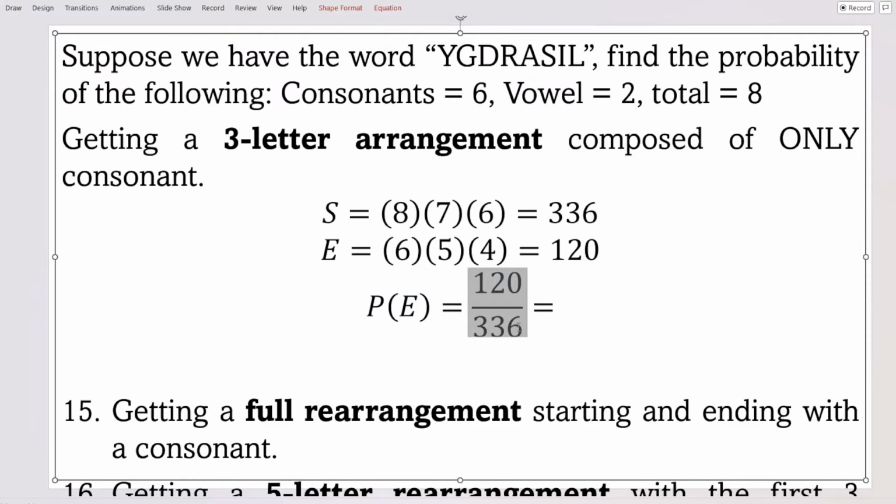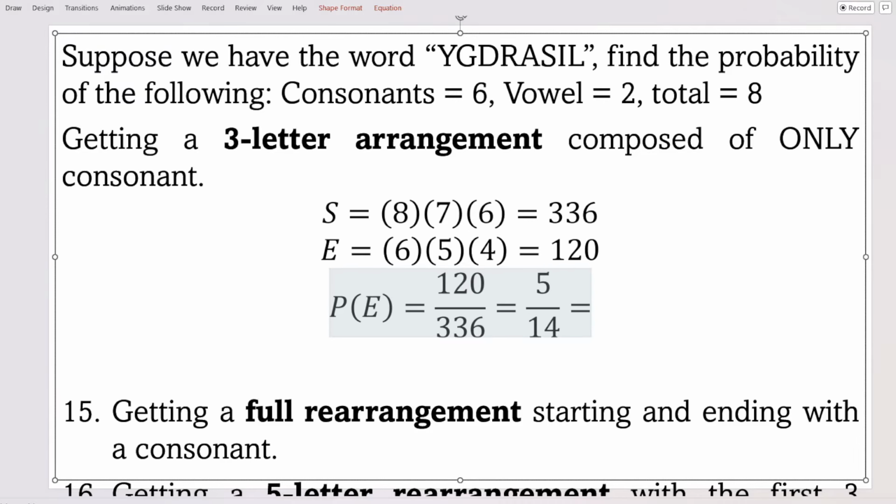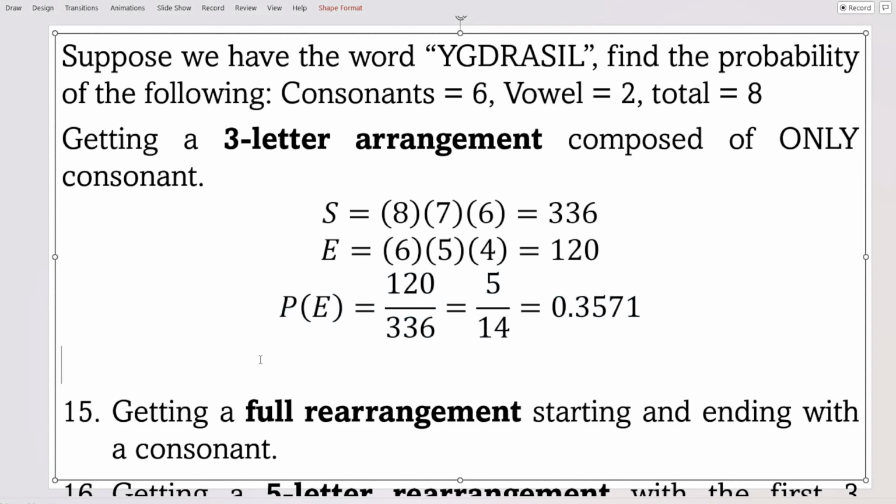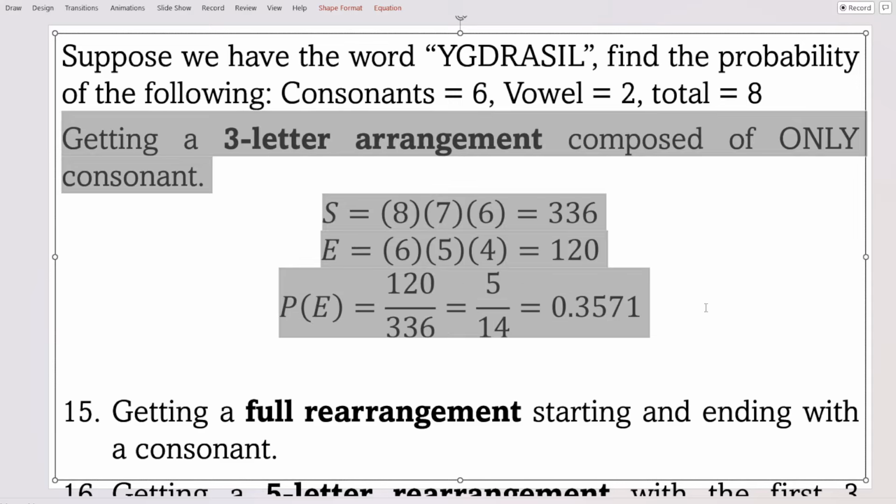So the lowest term for this one, 120 over 336, is 5 over 14. In decimal, this is 0.3571. Okay, so there's that.